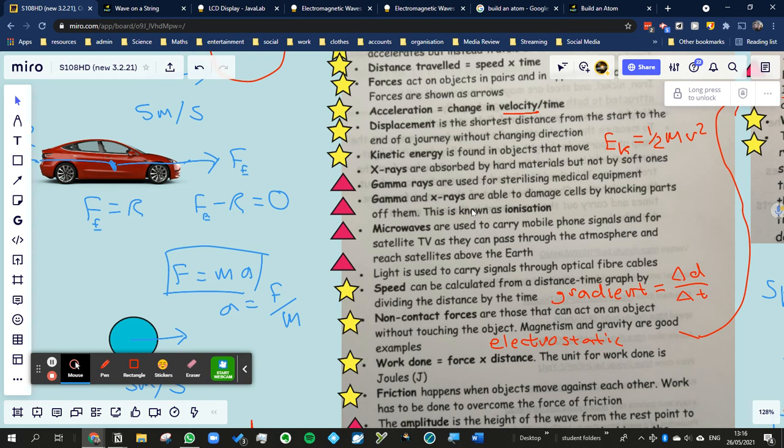Anyway, so that's what ionization means, and it's only the high energy electromagnetic waves that are able to ionize. So anything with a higher energy or higher frequency than light can ionize: ultraviolet, X-rays, and gamma rays. Microwaves cannot ionize. So microwaves are used to carry mobile phone signals.